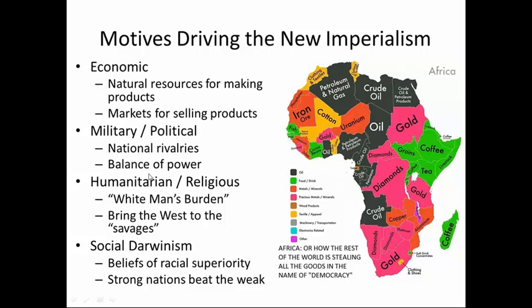The next motive that we need to look at is military or political. At this time we have had this big battleship arms race, and we'll talk about that more with the lead up to World War I. But basically all the countries of Europe are puffing up their chests trying to look like the biggest guy in the room, that they're the biggest, they're the toughest, they're the best.